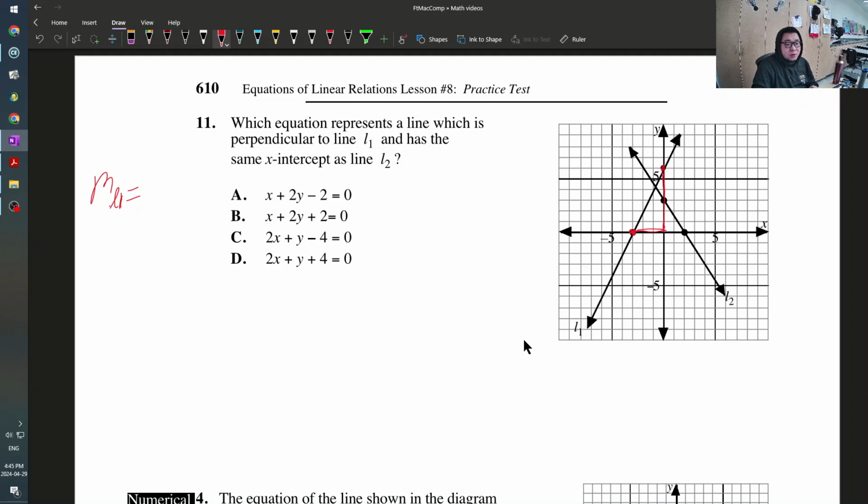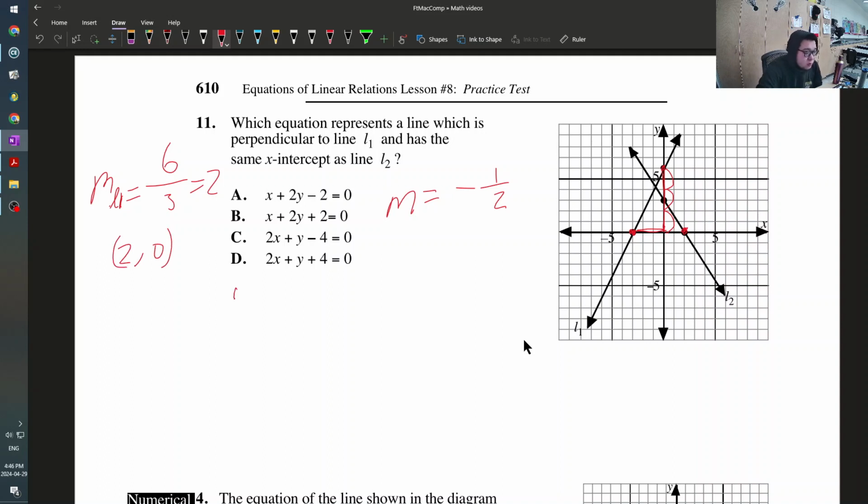So what is my slope? Rise is 2, 4, 2, 4, 6, and the run is equal to 3. So 6 over 3, the slope is 2. If something is perpendicular to it, that means my slope is going to equal negative 1/2. The same x-intercept as line 2. My x-intercept is 2, so that means (2, 0) is a point.